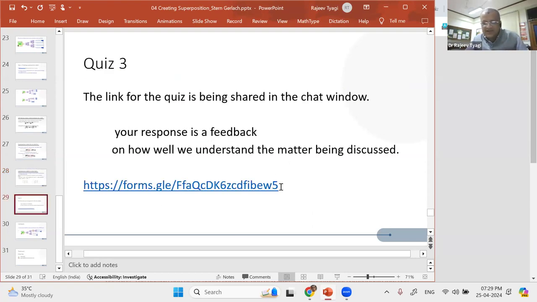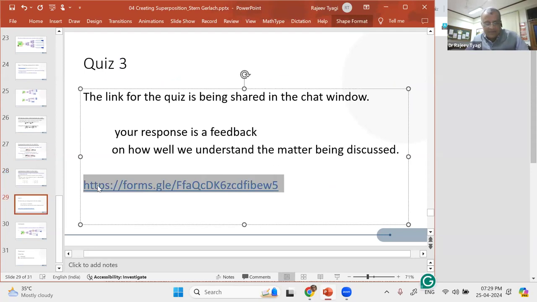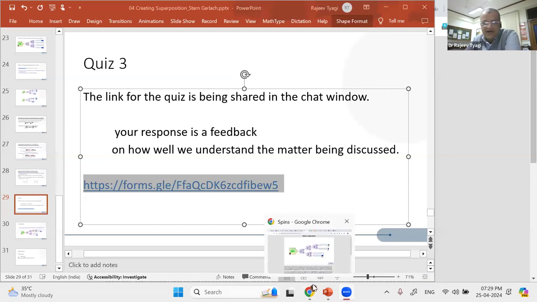The last quiz for the day, a quick one. I am putting the link in the chat box. Someone has asked a good question. I'll take it up later. Yes, beam splitter, something similar to that beam splitter. So a quiz has been shared with you. Try doing it, and then you have a homework, and then we can continue the discussion because my time is nearly up now.